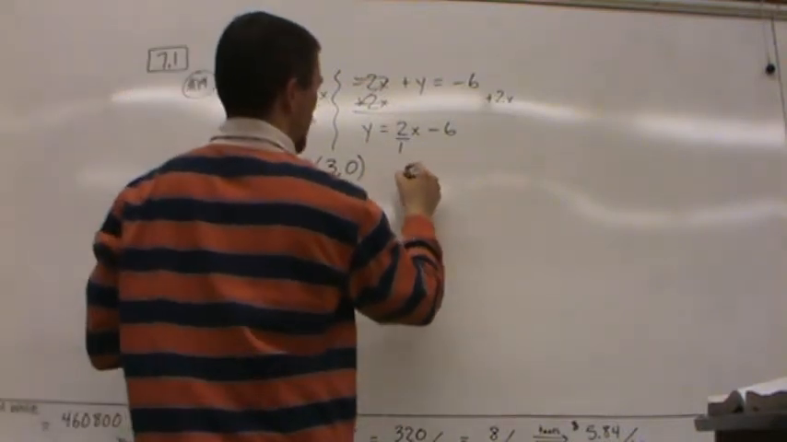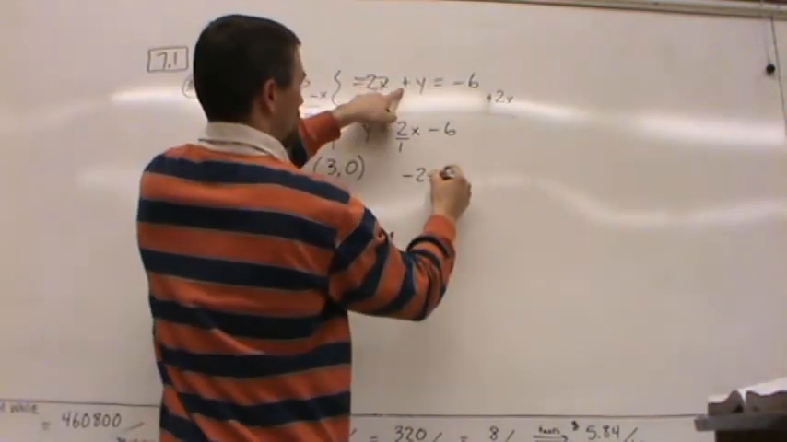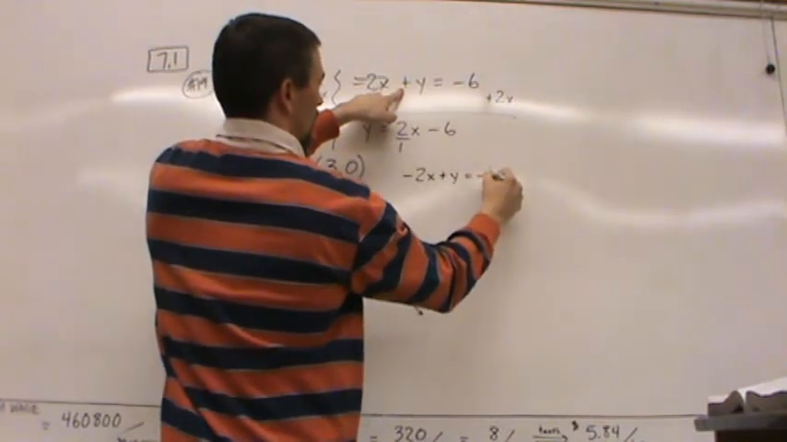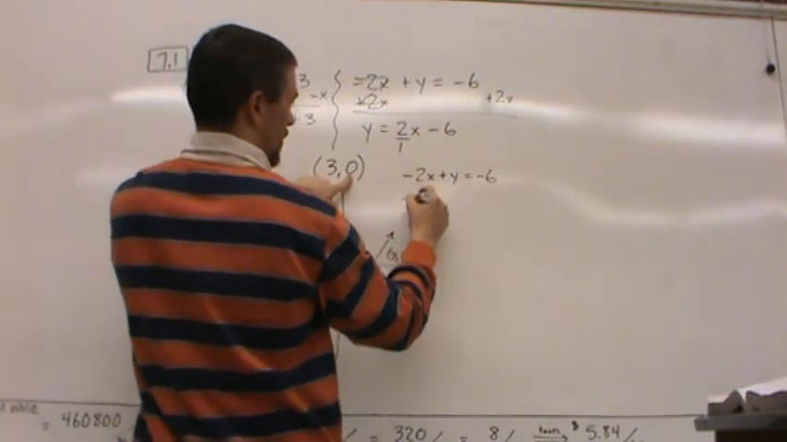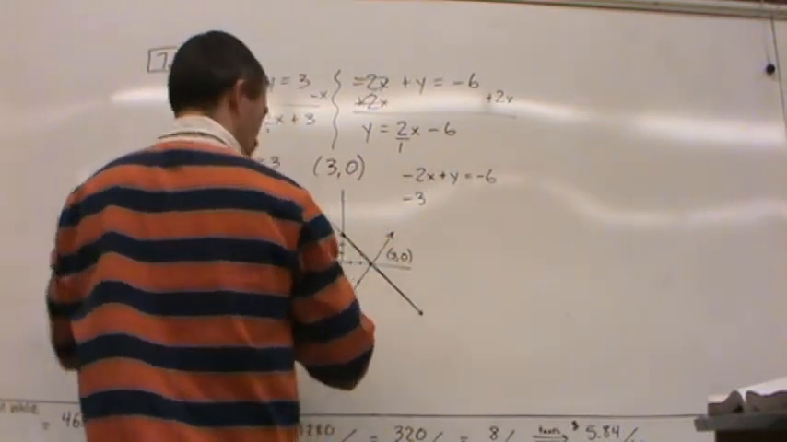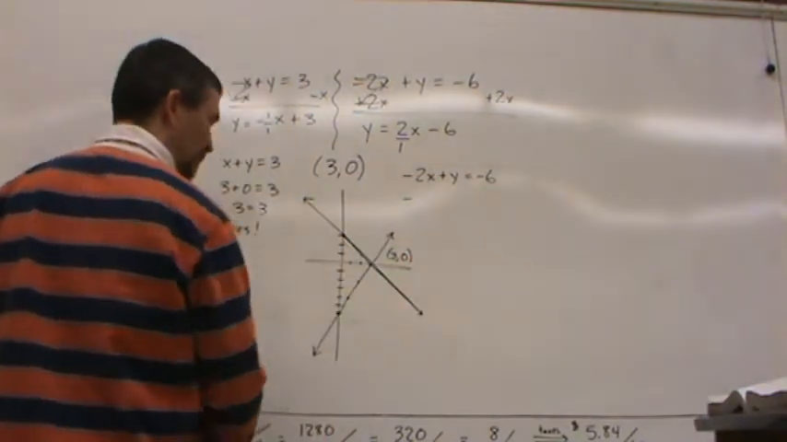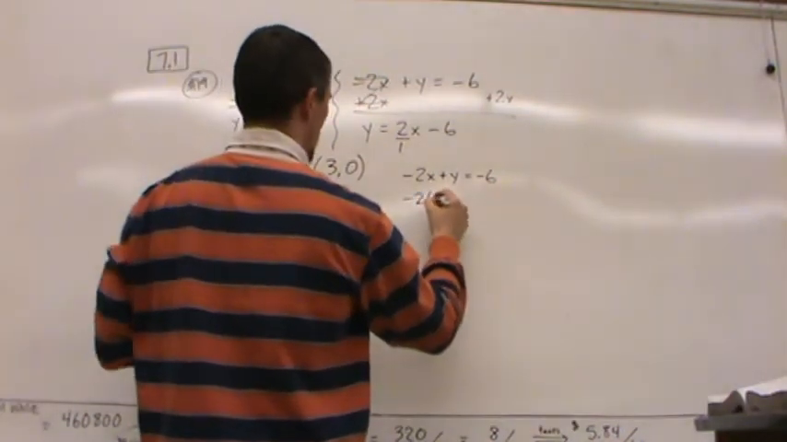Now over here, we have negative 2x was our original equation. And if we plug in, what was it, x and y. Well, I'm trying to hurry. My camera battery's about to die.